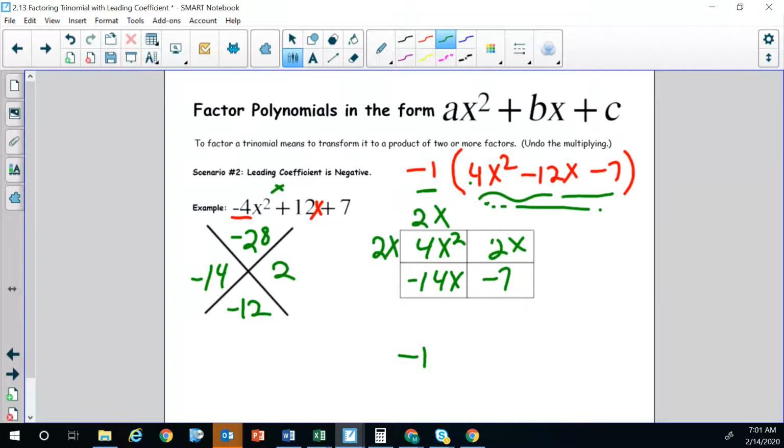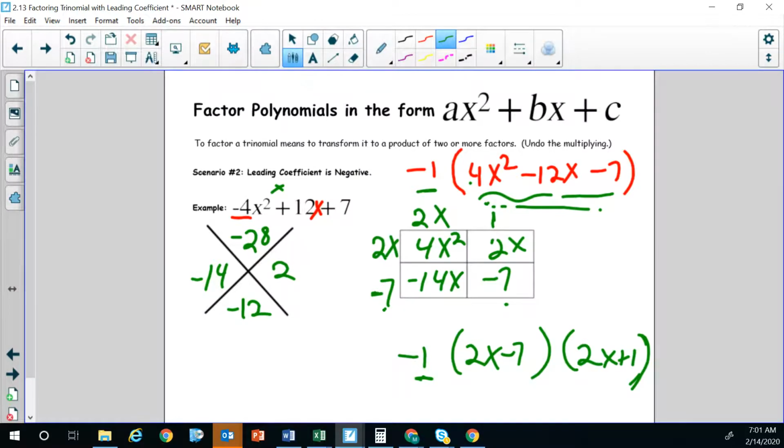Now I ask myself, for this space, what times 2x gives me -14x? And that is -7. And what times -7 gives me -7? And that is 1. So my factors are 2x minus 7 and 2x plus 1. Remember, the minus sign is part of the answer. So your answer is -1 times 2x minus 7 times 2x plus 1. Okay? And let me fix this. This is plus 1 right here.